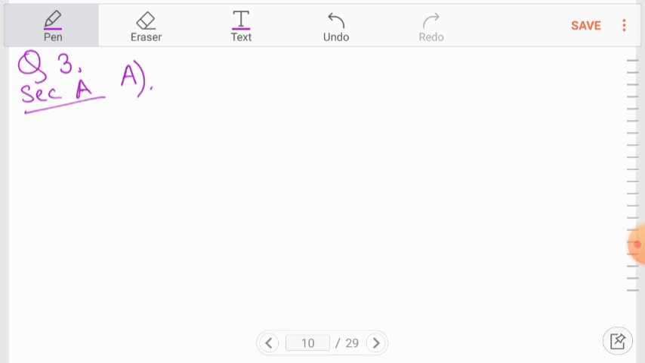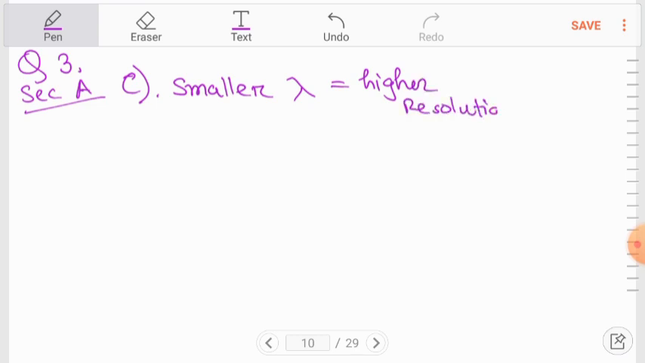Option C says ultrasound with a greater wavelength gives an image with a higher resolution. Now, a greater wavelength doesn't ever give higher resolution. It's always the opposite. A smaller wavelength always gives an image with higher resolution, which means that if the ultrasound has a greater wavelength, it would certainly give an image with a lower resolution. So option C is also not correct.